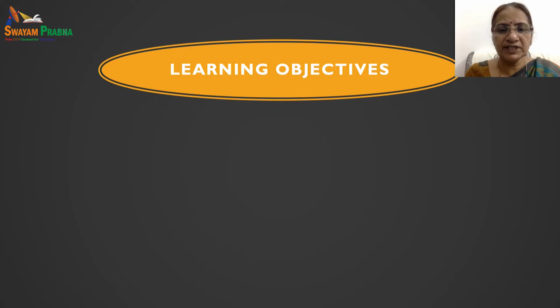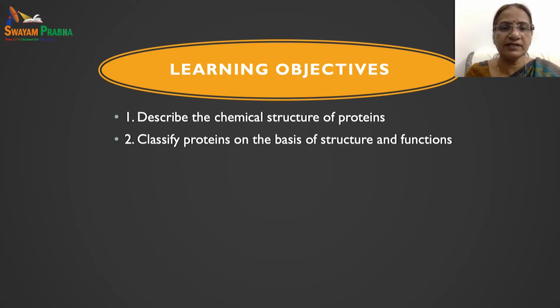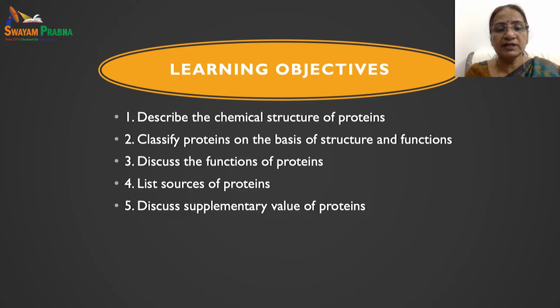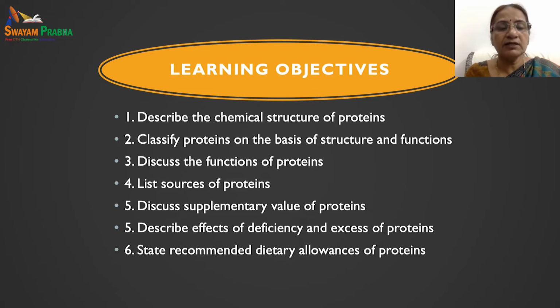Now the learning objectives of this module. After studying this module, the learner shall be able to describe the chemical structure of proteins, classify proteins on the basis of structure and functions, discuss the functions of proteins, list sources of proteins, discuss supplementary value of proteins, describe effects of deficiency and excess of proteins, and state recommended dietary allowances of proteins.